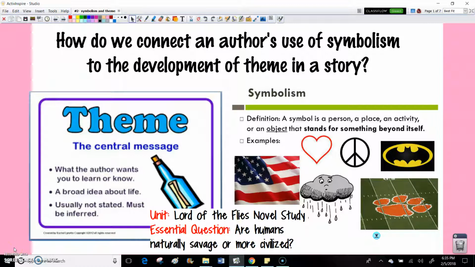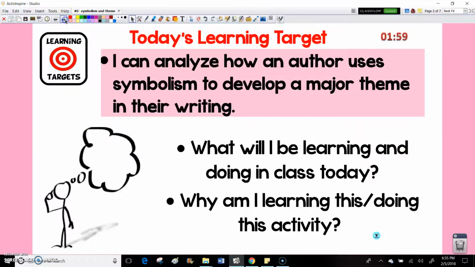Hey guys, this is Miss Arlequin, and in this video, we are going to be working on making a connection between the way an author uses symbolism in their text as a way to develop the theme of their story. So, we're looking at our Lord of the Flies novel. We're working on our essay, which is specifically designed to make this connection. How does the symbolism in the book develop some of the important themes?